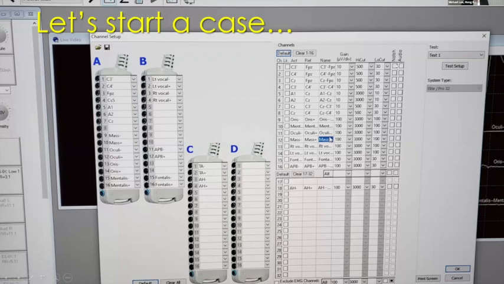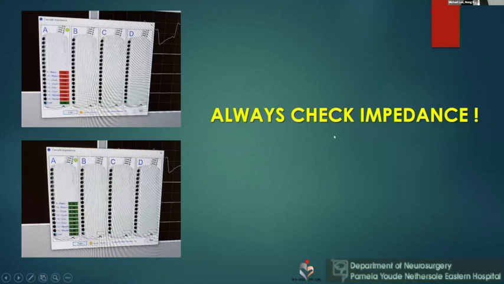You also can filter the AC frequency, like in Hong Kong, you have 220 volt, 50 hertz. So you can try to eliminate this noise in your panel. And you always check your impedance. If your impedance is not good, usually there will be red color in your display. If it's all good, it will look green.